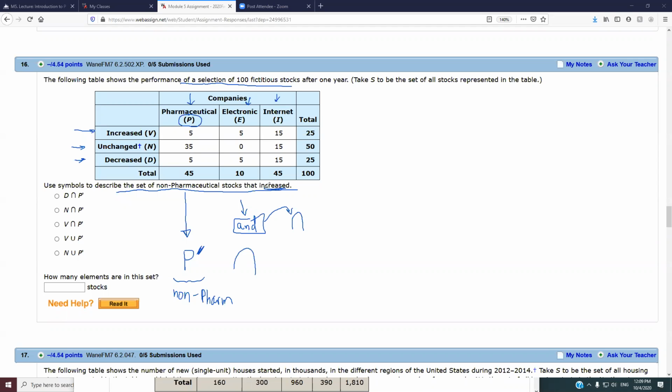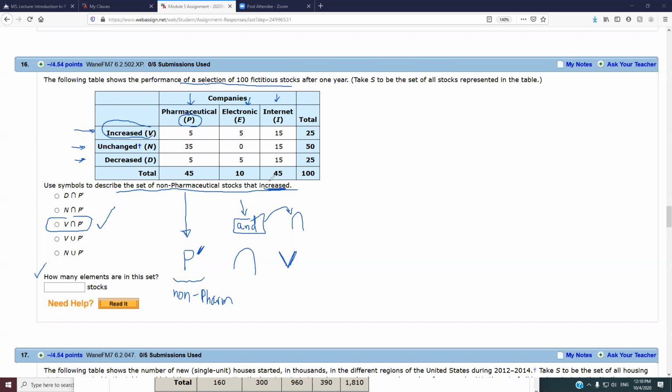And now I want to know the stocks that increased. Well, they use the V to indicate the set increase. So I want P complement intersection V, so here it is. All right, now they want to know how many elements are actually in the set. Well, for that, I could go to the table and do some analysis.